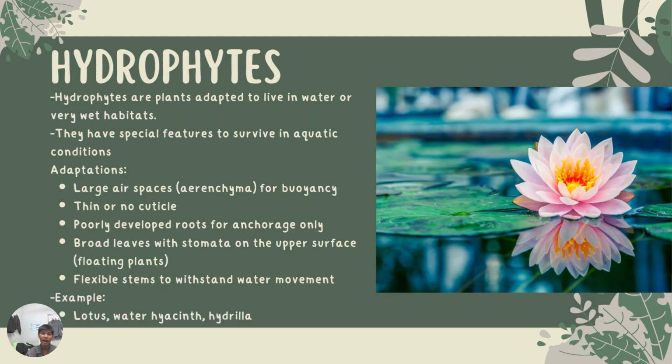The second one is hydrophytes. Hydrophytes are plants adapted to live in water or very wet habitats. They have special features to survive in aquatic conditions. The adaptations in the three organs are large air spaces, parenchyma for buoyancy, thin or no cuticle, poorly developed roots for anchorage only, broad leaves with stomata on the upper surface, floating plants, and flexible stems to withstand water movement. For example, lotus, water hyacinth, and hydrilla.